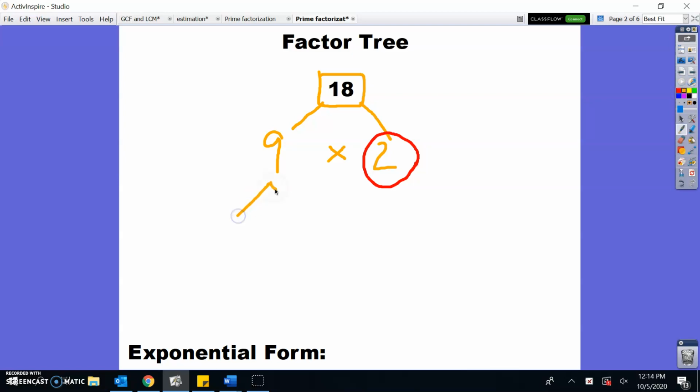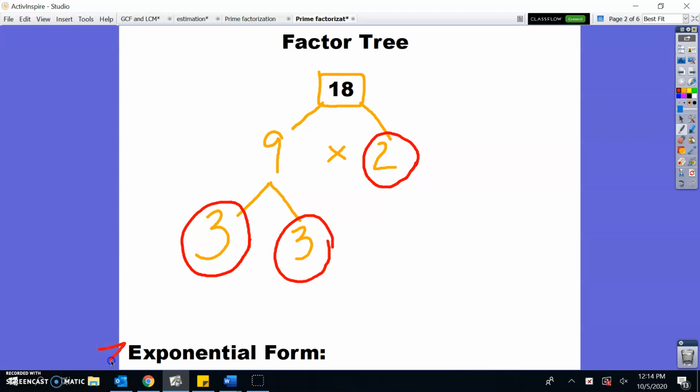There are two numbers that I can think of that can be multiplied together to create the number 9, and that would be 3 times 3. 3 times 3 gets me 9. My question again is, can I break down the number 3 anymore into two different numbers without just multiplying by 1? And the answer is no, because 3 is a prime number. So I'm going to circle the number 3. That number cannot be broken down anymore, so my factor tree is complete.